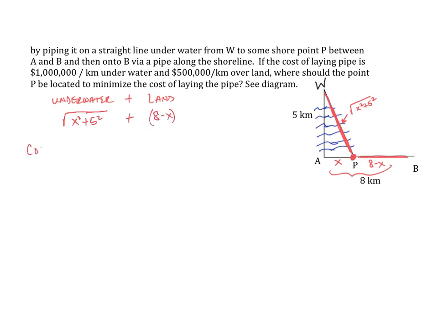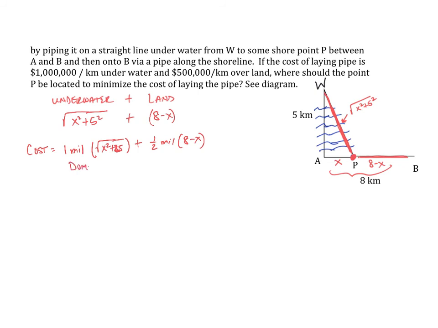Okay, so now the cost of this will be 1 million, so I'm just going to write 1 million times this root x squared plus 5 squared, and I'm just going to change this to be 25 at this point, plus half a million, and I'm just going to keep it as 1.5 so I don't have to deal with all those zeros, and just know that I'm doing everything in terms of millions of dollars, of 8 minus x. All right, so those are my two cost structures.